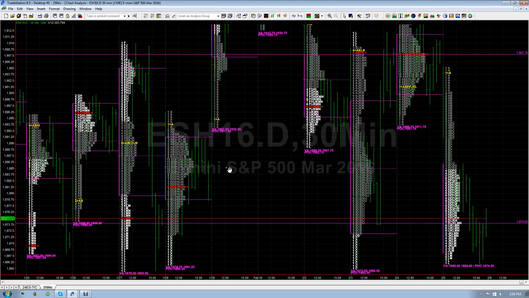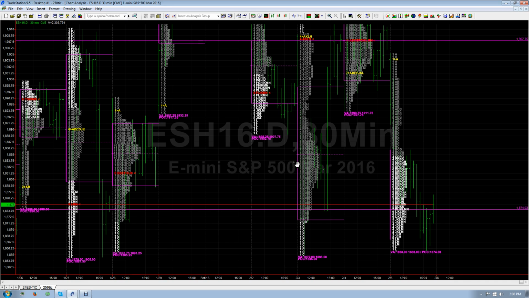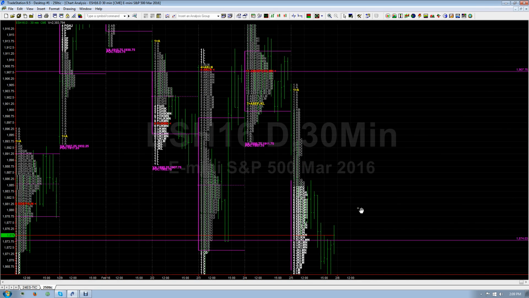So that's an example of the market moving from balance to imbalance, back into balance, and the importance of marking up the VPOCs. Once that VPOC is hit, I'll remove the line as the market progresses, and then I have new areas of value to consider where the market might move from one area of value to another. Okay?